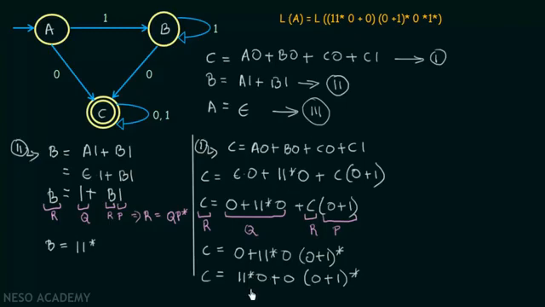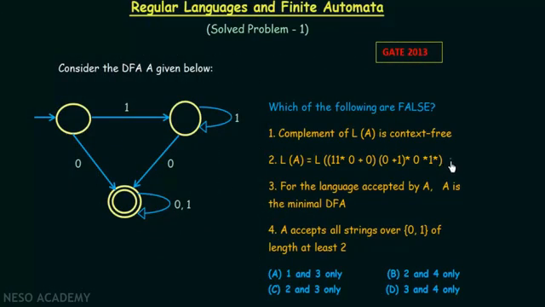1 1 star 0, 1 1 star 0 plus 0 into 0 plus 1 star into 0 plus 1 star, and then here you have 0 star 1 star. So if you have 0 plus 1 star, whatever you multiply with this, it is going to be the same. So this thing and this thing, it is equivalent. So we see that this DFA can be expressed using this regular expression. So we see that statement number 2 is true.